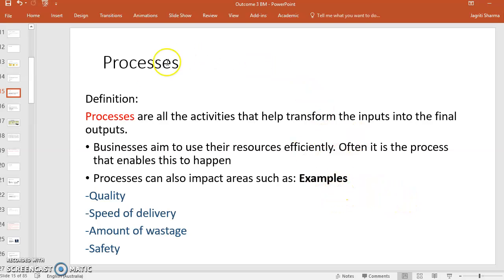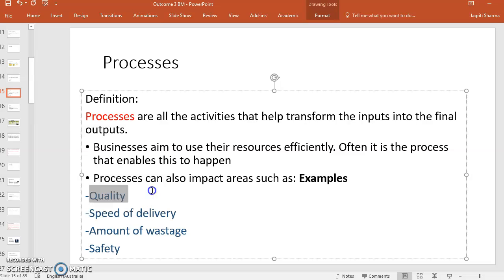Now when you're looking at processes, they can also impact areas such as quality, speed of delivery, amount of wastage and safety. So these are really important. When you're processing, your quality is affected by the way you're processing the materials or products or goods. Speed of delivery: how are you processing the goods, what is the speed of the delivery, are you able to meet the demand of the market? These are the impacts that processes have. How much wastage is your business doing? And the safety of your employees or any workers that are working in that place at that time.